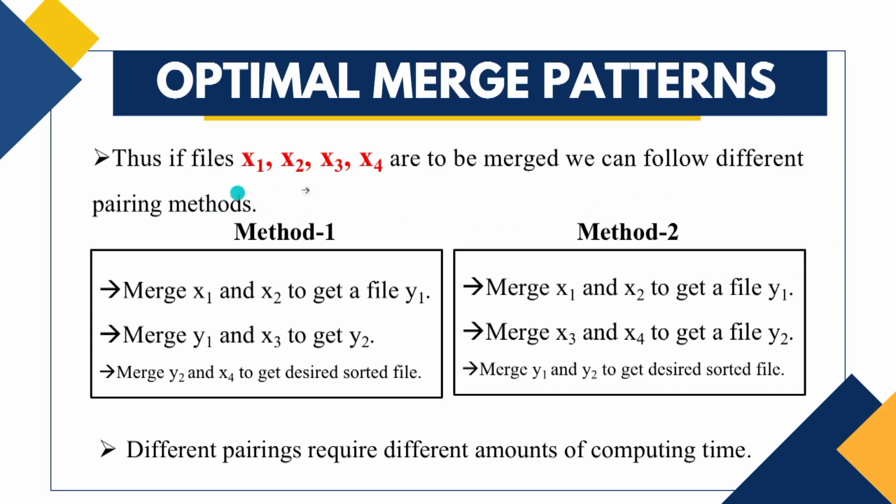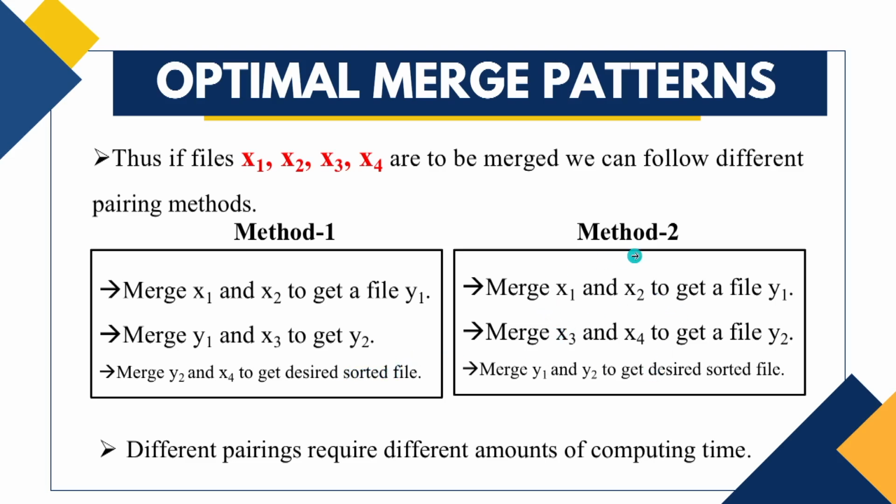So if files x1, x2, x3 and x4 are to be merged, then there could be many different pairing methods. So this is one of the methods where we do x1 and x2 first, we merge them to get a resultant file y1, and then we merge y1 and x3 to get another resultant file y2, and finally we merge x4 to y2, and this should be our desired merged file.